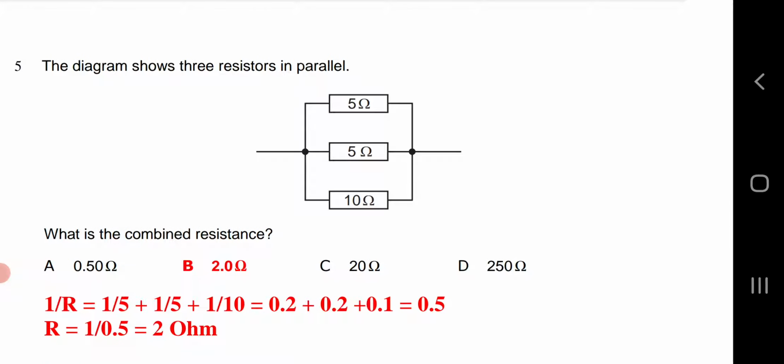Question number 5. The diagram shows three resistors in parallel. What is the combined resistance? The combined resistance can be found by using the formula 1 over R is equal to 1 over R1 plus 1 over R2 plus 1 over R3. R1, R2 and R3 are the values of the individual resistances. Here R1 is 5 ohm, R2 is 5 ohm and R3 is 10 ohm. So 1 over 5 plus 1 over 5 plus 1 over 10, and in decimal it is 0.2 plus 0.2 plus 0.1, and 1 over R is equal to 0.5. So by inverting, R is equal to 1 over 0.5, so R is equal to 2 ohm. So option B is the correct option.